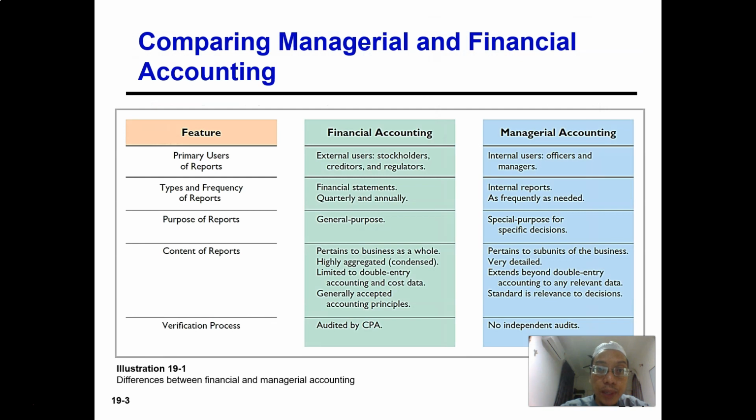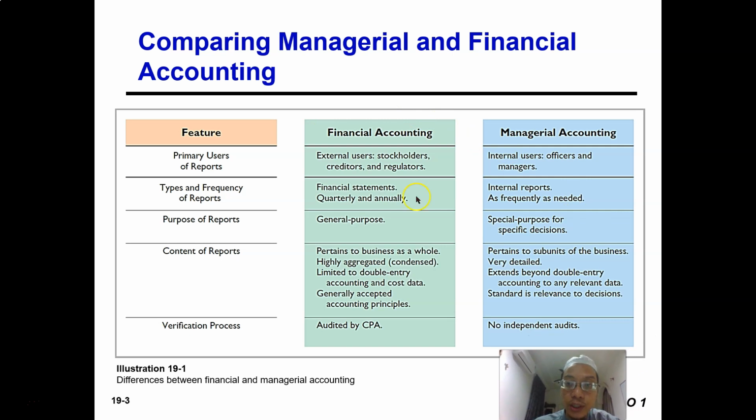When we compare managerial accounting and financial accounting, there are several aspects that we compare. Firstly, who are the main users of the reports produced in both types of accounting? Like I said, the main users of managerial accounting are internal users, such as officers and managers, for them to manage, to monitor their activities, and to make decisions.